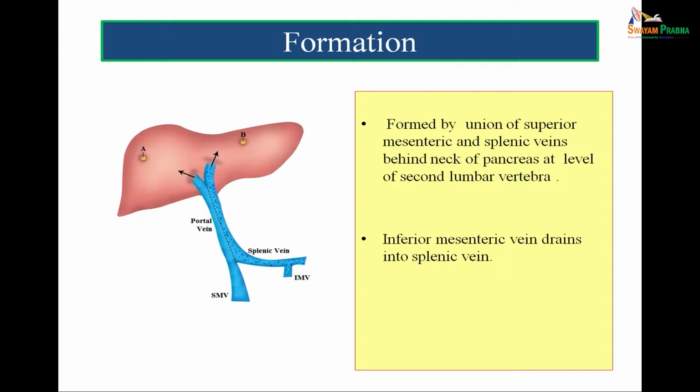As you can see in the figure on the left side, the inferior mesenteric vein is draining into the splenic vein, and the portal vein is dividing into right and left branches, and then these branches enter the porta hepatis of the liver.